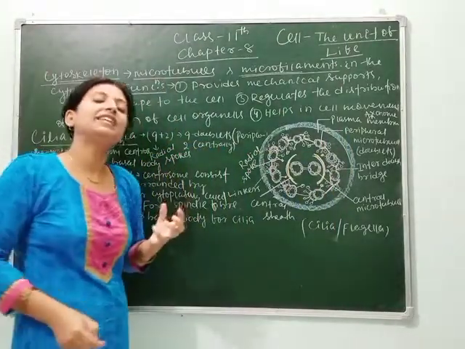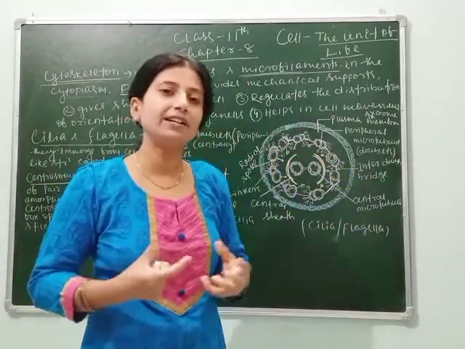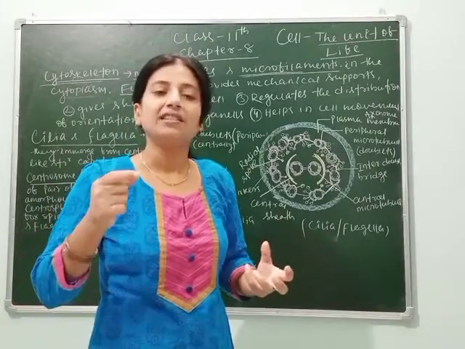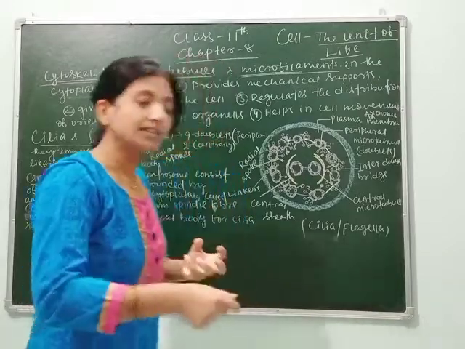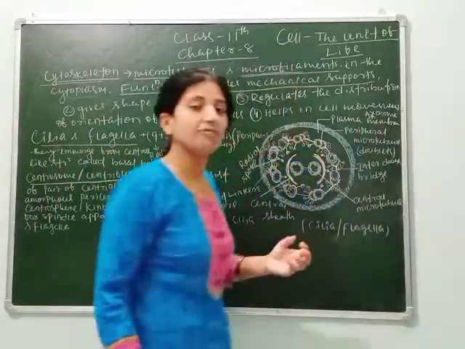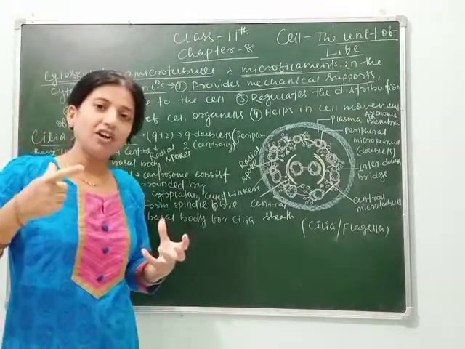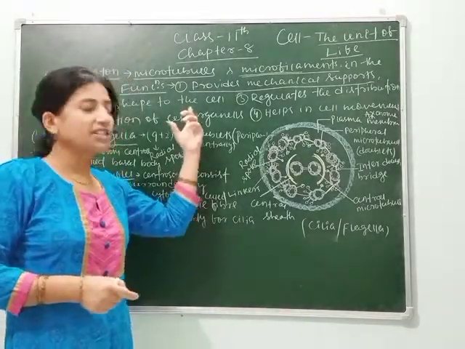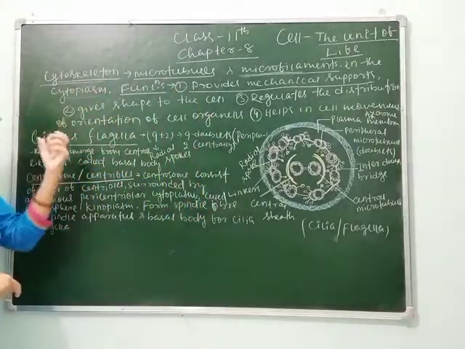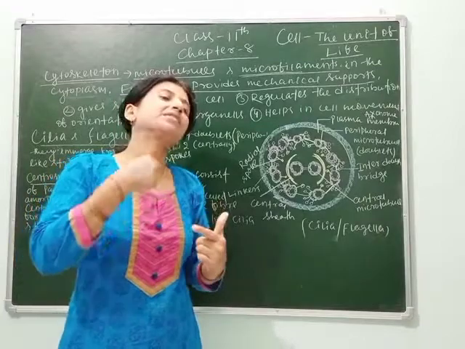So what is the function of this cytoskeleton? Like our skeleton, what does it do for our body? Our skeleton gives us a shape, holds the muscles, and gives strength. Exactly the same function occurs in the cell with the cytoskeleton. The first function is to provide mechanical support, which means the cell will not burst or get damaged due to the presence of these microfilaments and microtubules. Next, it gives shape to the cell.